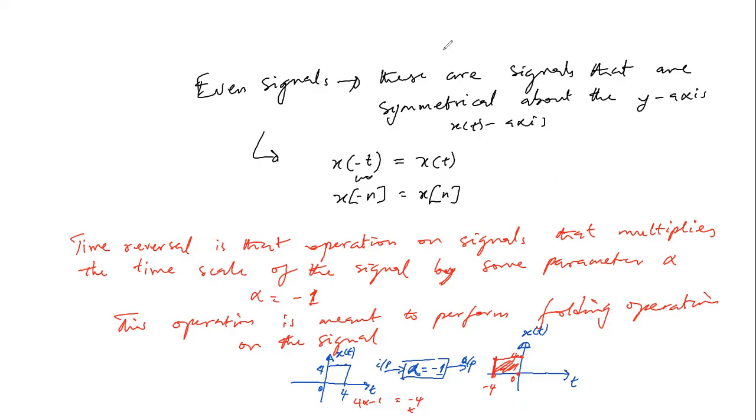Now, for a signal to be even, it implies that given the original signal s of t, once the time reversal operation is performed on it, say s of minus t, then this signal will be even if s of t is the same as the time reversed version of the signal.